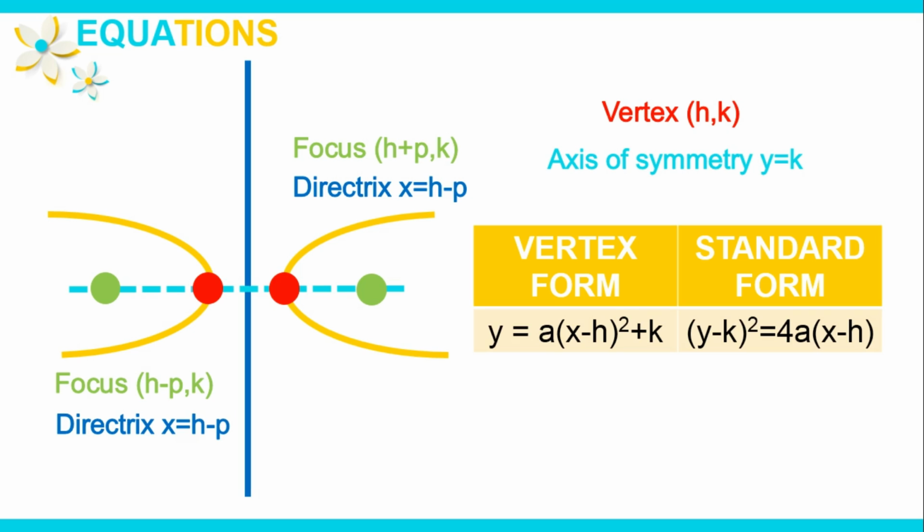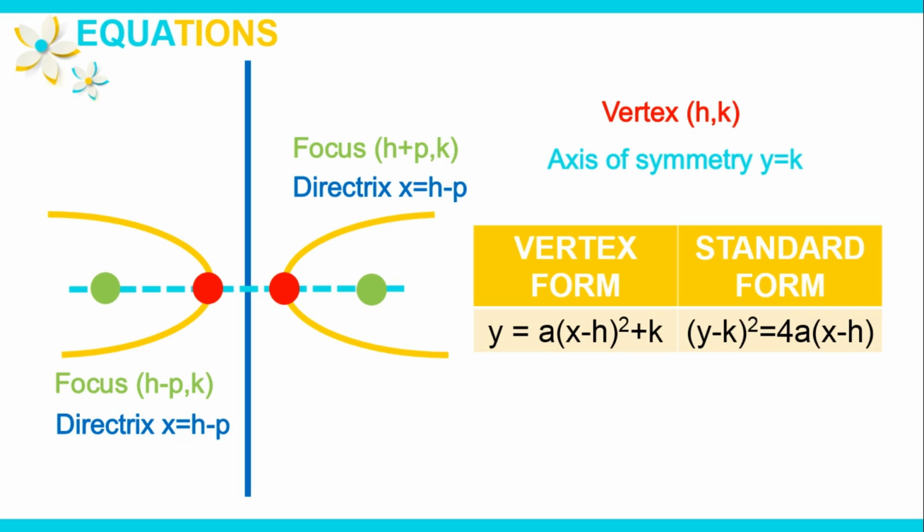And then, the axis of symmetry, if it opens either left or right, the axis of symmetry is y is always equal to k. So there are two equations, the vertex form and the standard form. The vertex form is y is equal to a product of x minus h, and the standard form is y minus k squared is equal to 4a. This a, guys, has the same value as p.